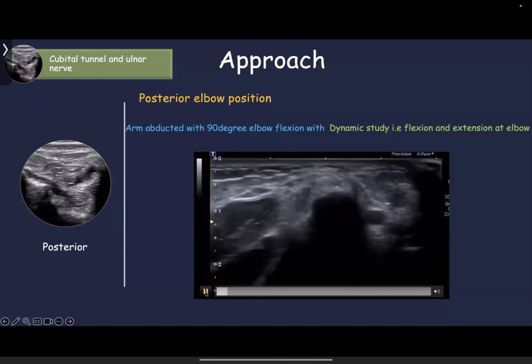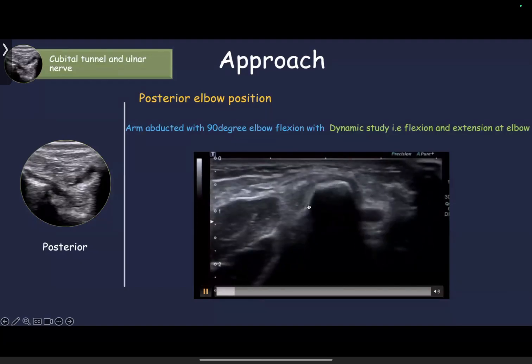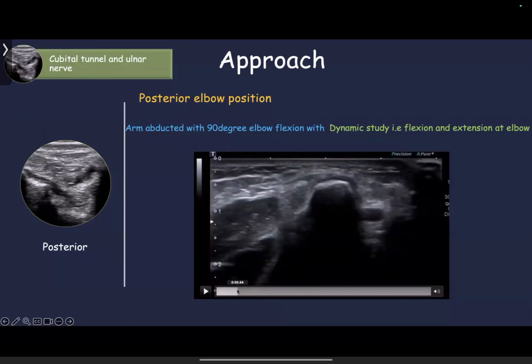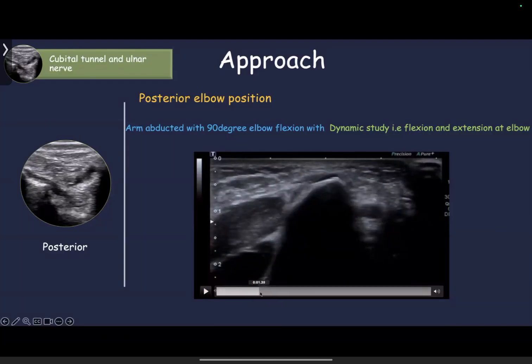Here, this bony landmark is the medial epicondyle. This hypoechoic, thickened, swollen structure is the ulnar nerve. As we go ahead, this examination was done in extension. So I have asked the patient to do flexion. So the patient is doing flexion.